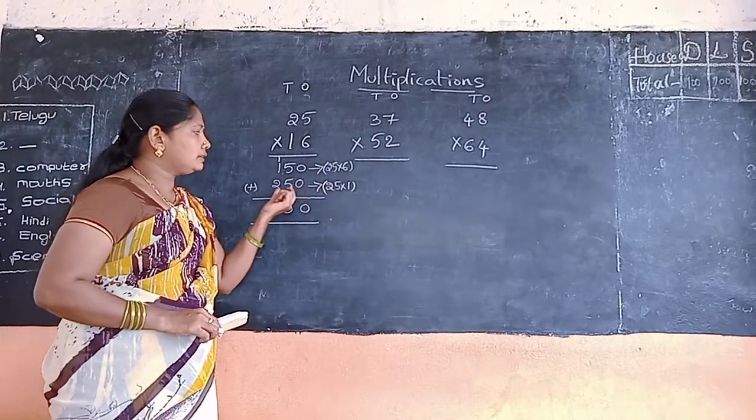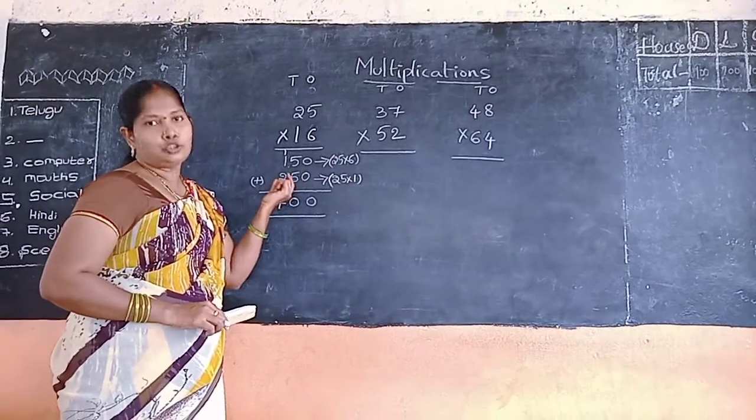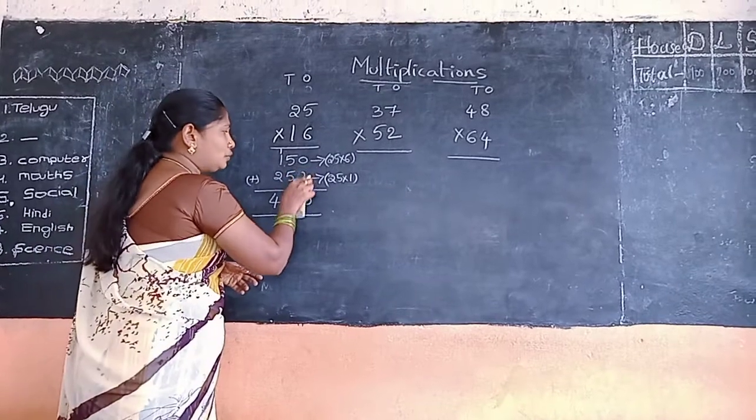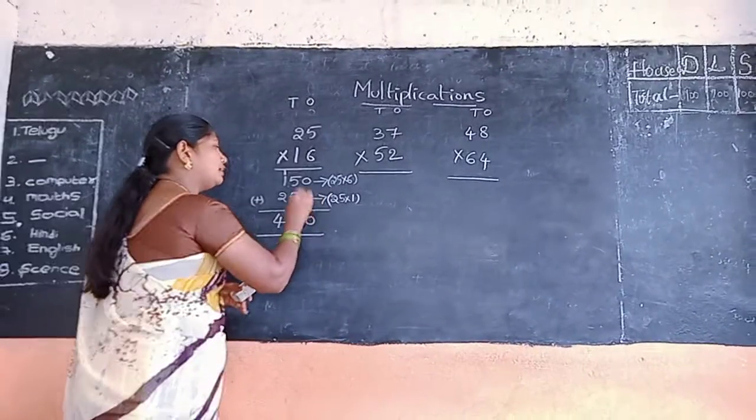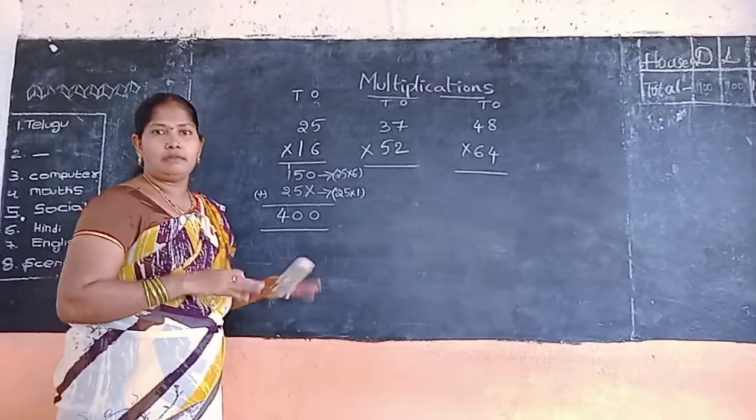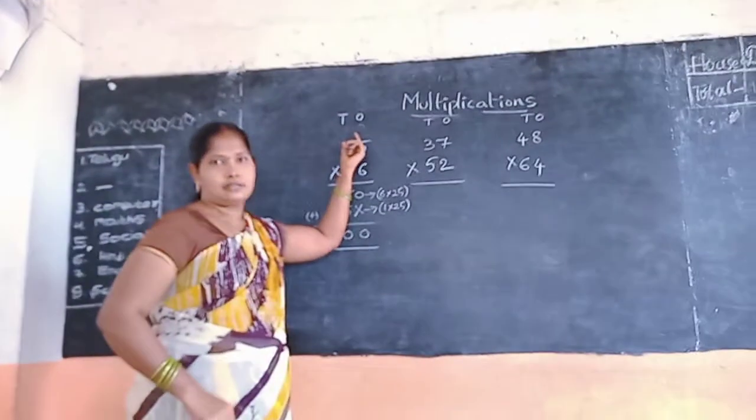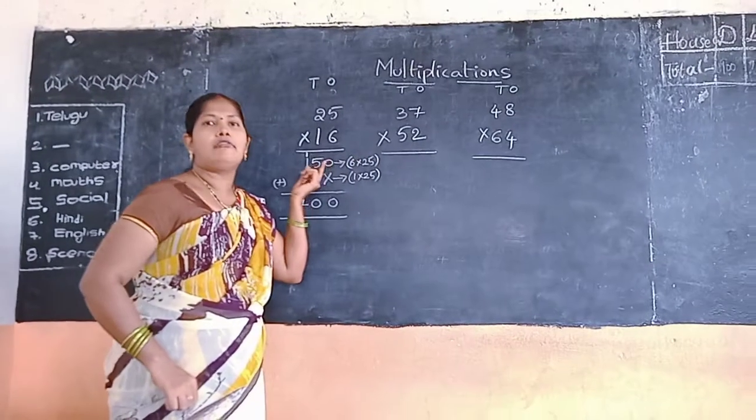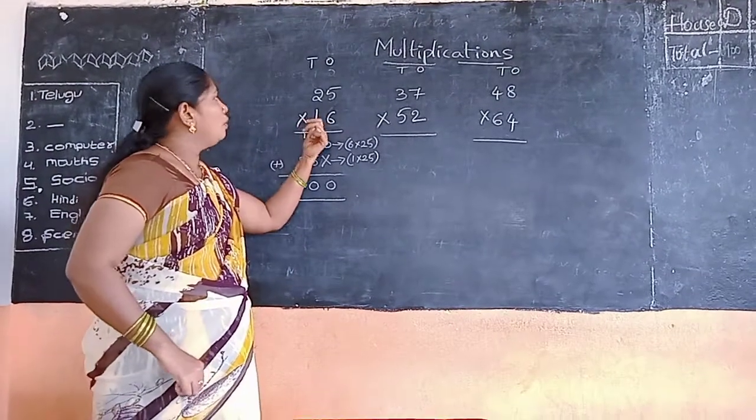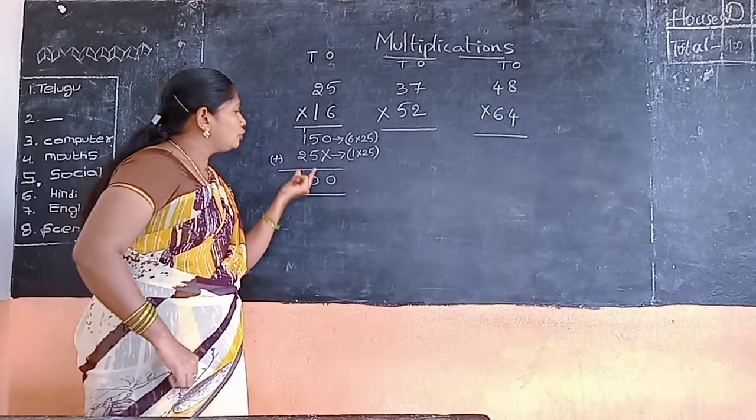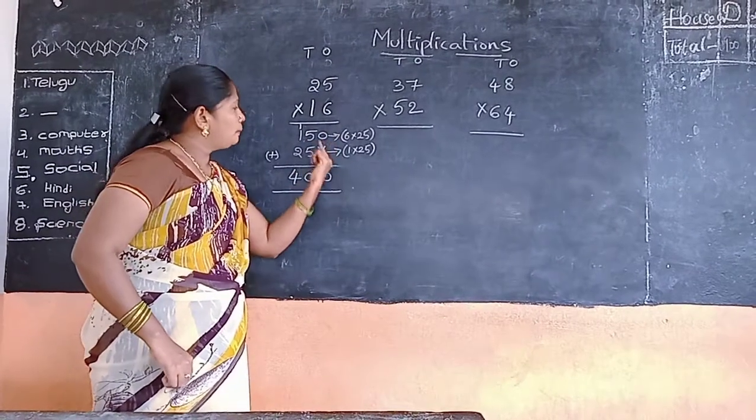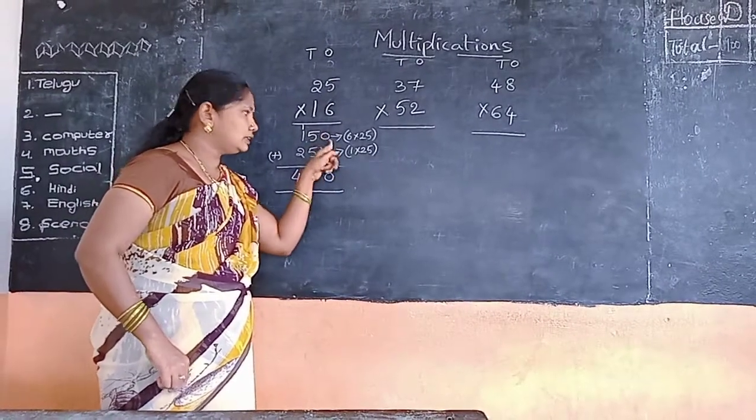This is 25 ones are. 25 ones are how much? 25. This value, you write 0 there, or anything you write. First you multiply 25 with 6. 6 25s are how much? 150. Now 1 25 is how much? 25. Do the addition.